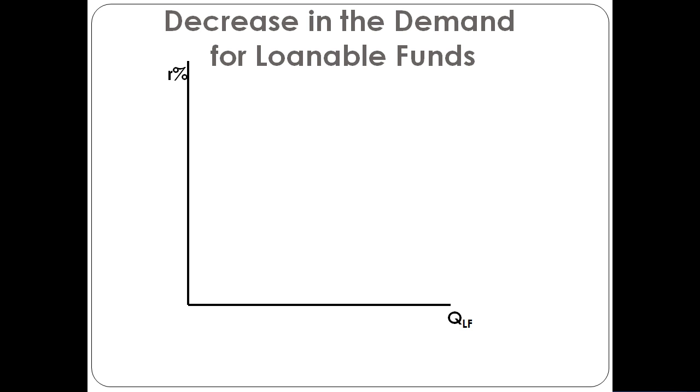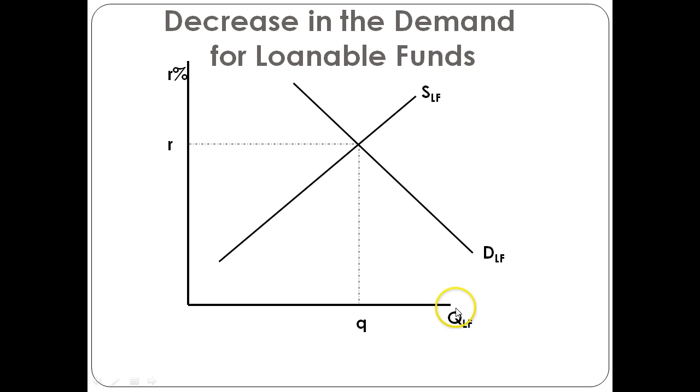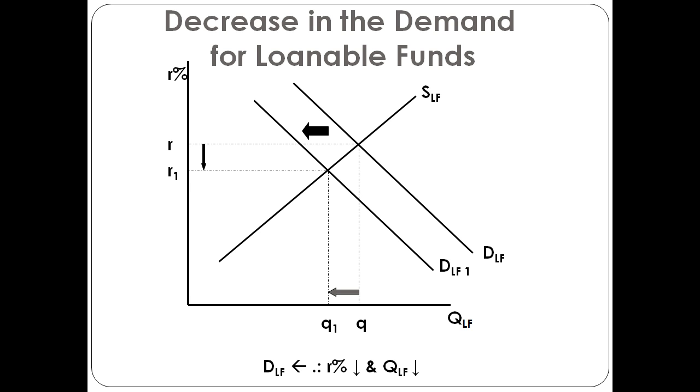All right, now let's take a look at a decrease in demand for loanable funds. Once again, we have the real interest rate on our y-axis, quantity of loanable funds on our x-axis. We have a downward sloping demand for loanable funds and upward sloping supply of loanable funds. Where those two intersect, you have an equilibrium real interest rate represented by the lowercase r, and an equilibrium quantity of loanable funds represented by the lowercase q. Now we're going to have a decrease in demand for loanable funds. The demand for loanable funds is going to shift to the left, from DLF to DLF1. Where DLF1 meets SLF, you're going to have a new equilibrium real interest rate, which has gone down to r1, and an equilibrium quantity of loanable funds, which has gone from q to q1. So demand for loanable funds has shifted to the left, which has pushed down the real interest rate. It's also pushed down the quantity of loanable funds.